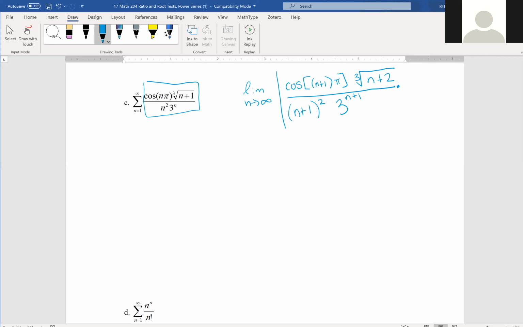I think maybe you're thinking ahead. I might be. I'll let you do your thing. Hold on a second. Let's see if it makes sense. So that's every term with n plus 1. We then need to multiply by the reciprocal. So we need n squared times 3 to the n all over cosine n pi, cubed root n plus 1. Then close up the absolute value.